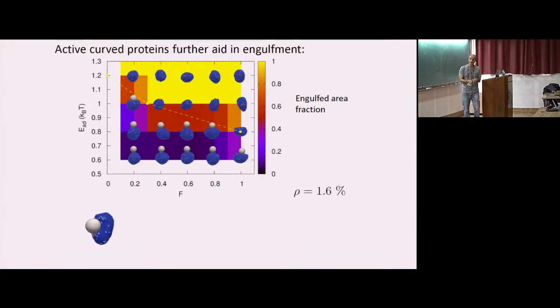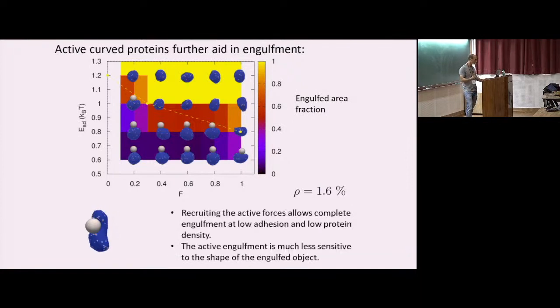Now with the force, you can get full engulfment at much lower densities just by turning on the force. So you can be in a situation where with zero force there is no engulfment, you turn on the force, and you switch to full engulfment in a condition where the passive system, or zero force, could not give you engulfment. So again, recruiting the actin allows you to complete the engulfment at a much lower density of these proteins, at much lower adhesion energies.